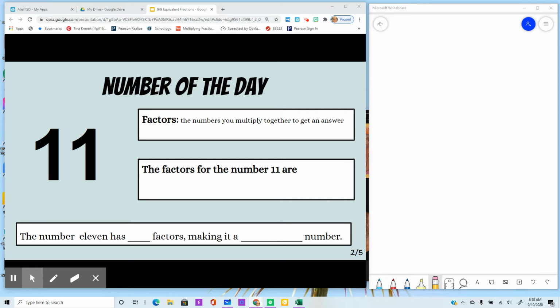So let's start with our number of the day, which is 11. And the factors for 11 are 1 and 11, because the numbers you multiply together to get the number are the factors. So 1 and 11 are the only factors. And that makes 11 with two factors, making it a prime number. So make sure you go ahead and add that to your list of numbers. And if you remember, we covered this yesterday when we made our calendar.